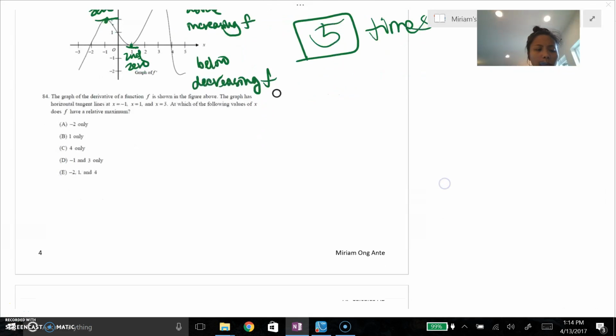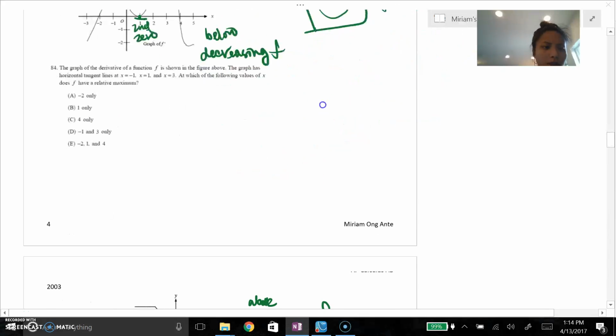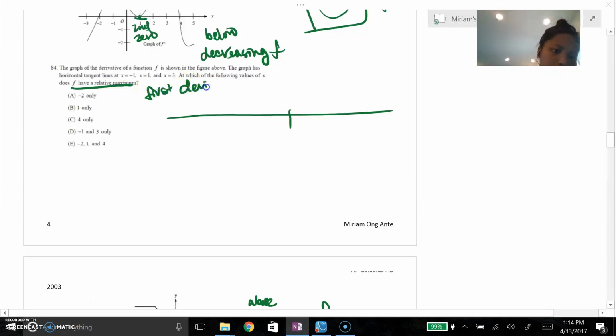Okay, a few things we know about having a relative maximum. So we know that to have a relative maximum, let's say this is the first derivative, obviously. The first derivative has to equal 0. Let's say that the value is a.